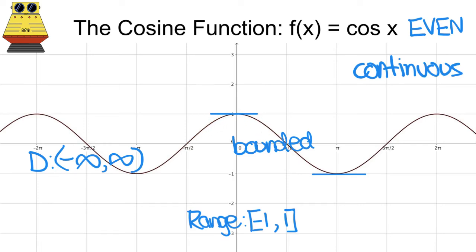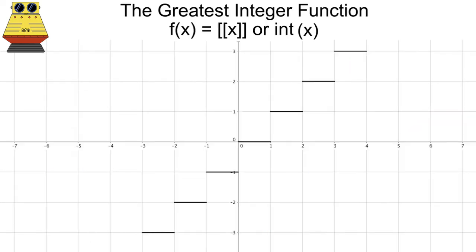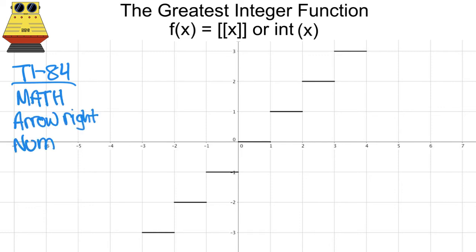Okay, those are the 10 most common functions. We have 2 more, and they're quite unique. This is the greatest integer function, otherwise known as the step function. The int notation is more common than the bracket notation, and this function can be found on the TI-84 calculator by pressing Math, arrow right to num, and it's the 5th option.